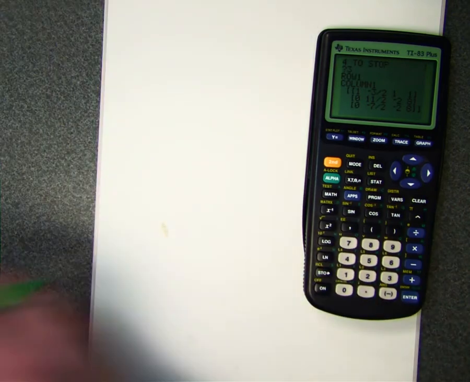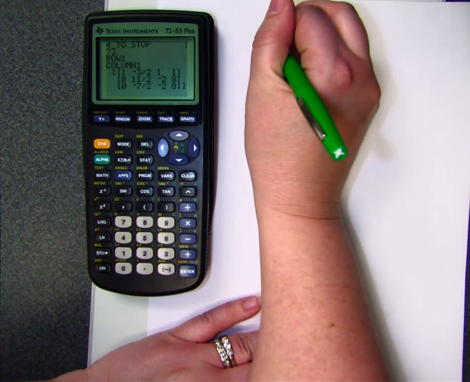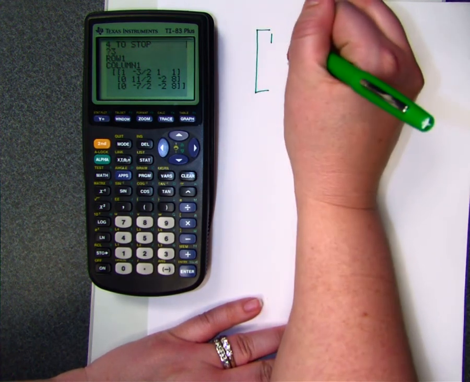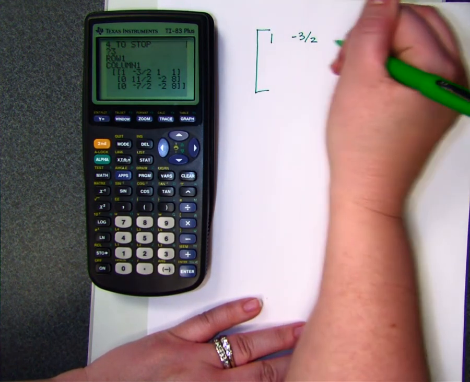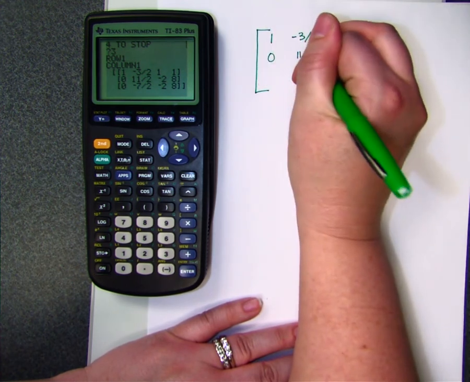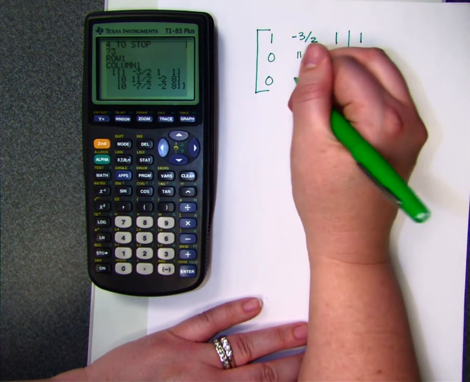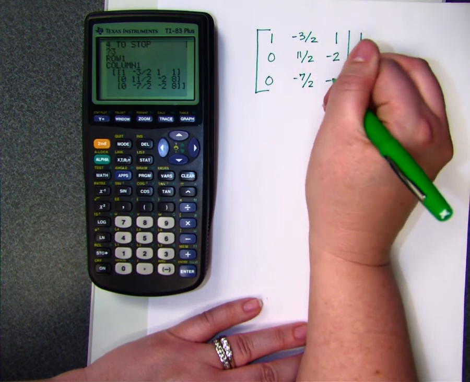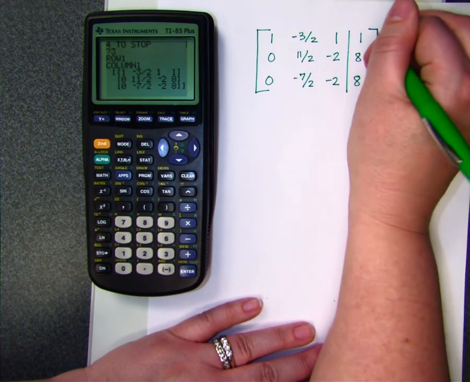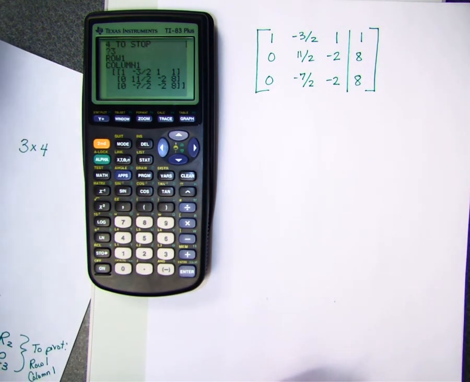And that gives us a new matrix that looks like 1, -3/2, 1, 1, 0, 11/2, -2, and 8, and 0, -7/2, -2, and 8. So this is what our new matrix looks like.